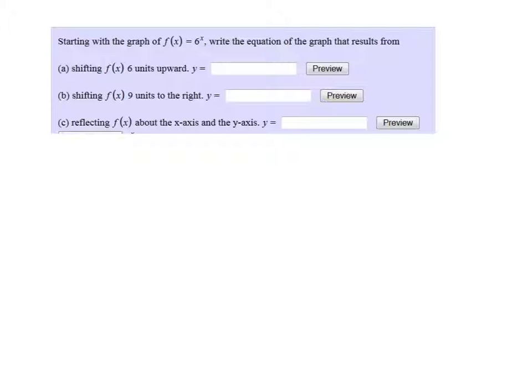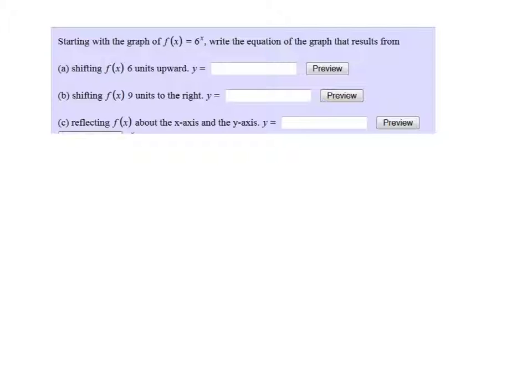So now, to tackle this problem, we're supposed to move this function 6 units up. So that's like f of x plus 6. Since they've got a lot of 6's here, for that first part I'll probably want to write in 6 to the x plus 6, and that'll shift it up 6.